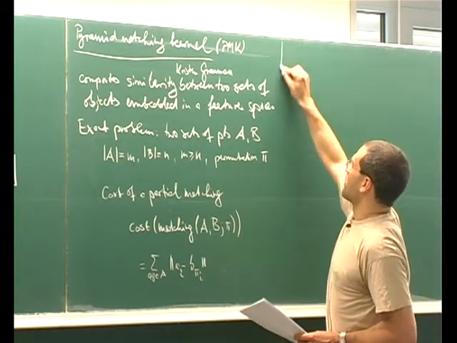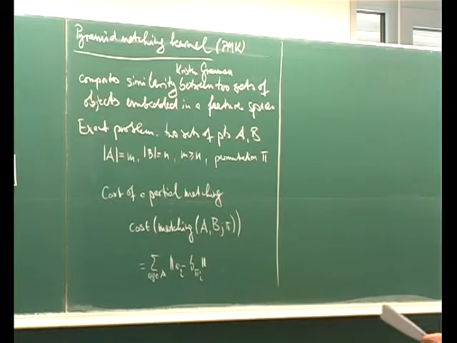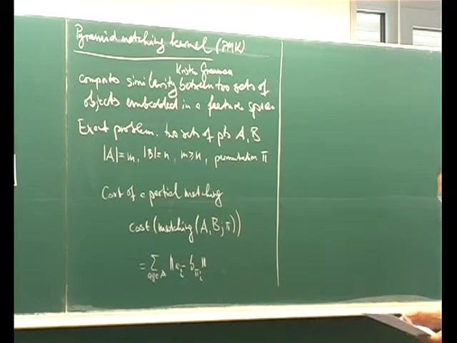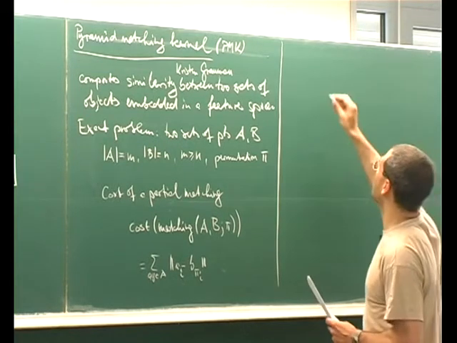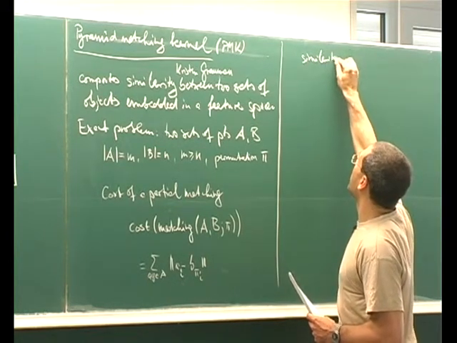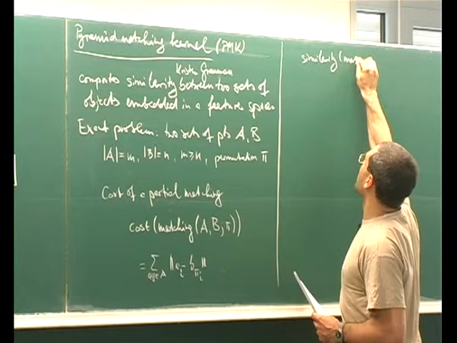And because we want to work with kernels, we want to have similarities rather than costs or differences. So one can compute a similarity instead of a given matching.